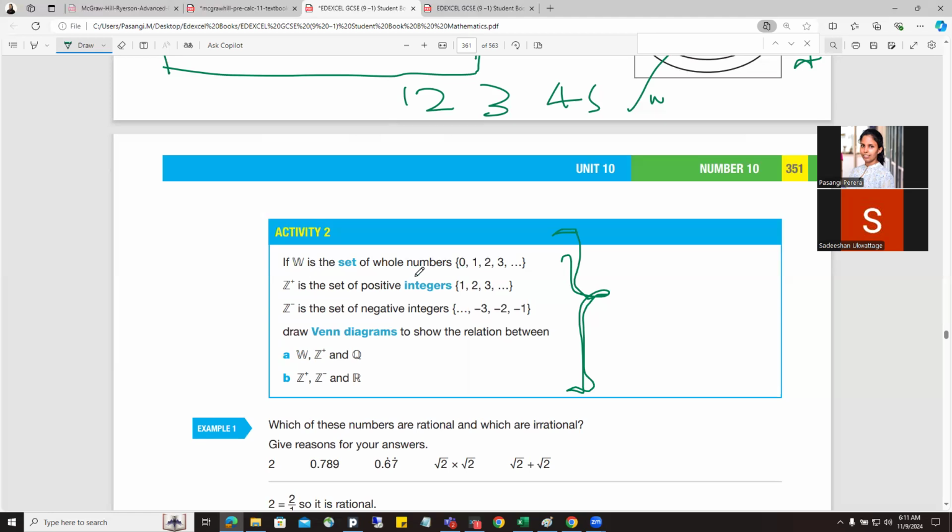If W is the set of whole numbers, we can write it as 0, 1, 2, 3 like that. If it's the positive integers, we denote it as Z plus. Z means the set of integers, and only the positive ones get the plus mark on the top right side: 1, 2, 3 like that. If it's negative integers, then we have Z minus, which will be -1, -2, -3 like that.